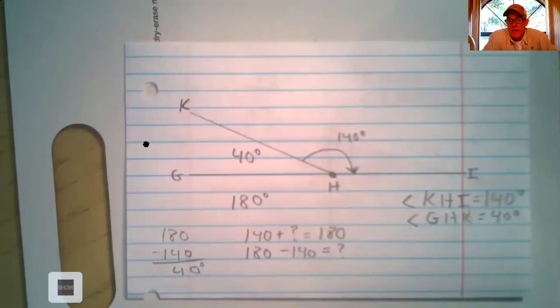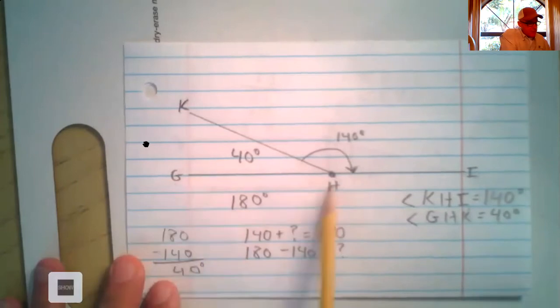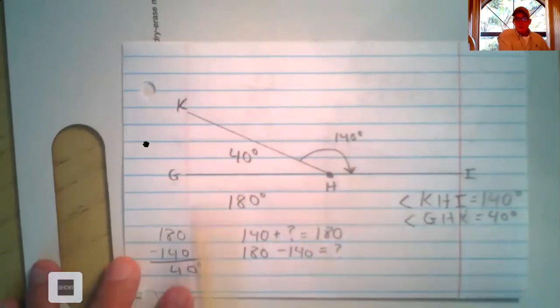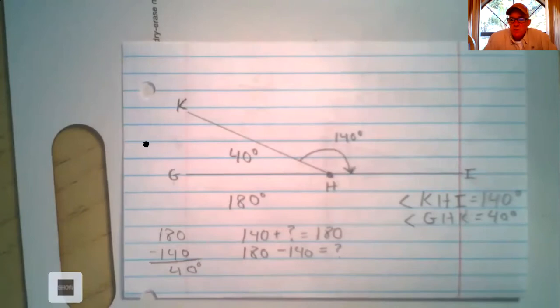Now you've seen a couple of examples. One, we found an unknown angle based on a known right angle. We just found another unknown angle, GHK, based on a straight angle. And we're going to do something a little bit different once I set it up for you. We're going to learn about multiple angles on one straight line, one straight angle.